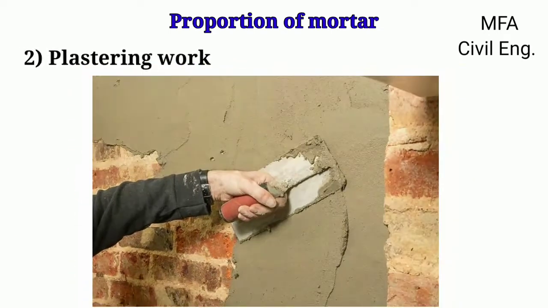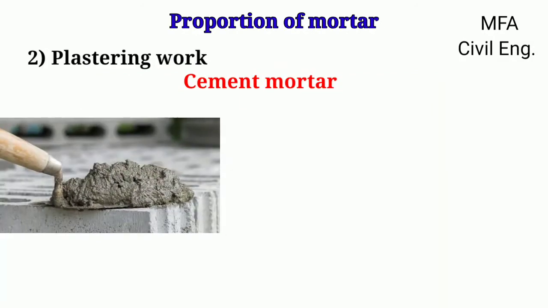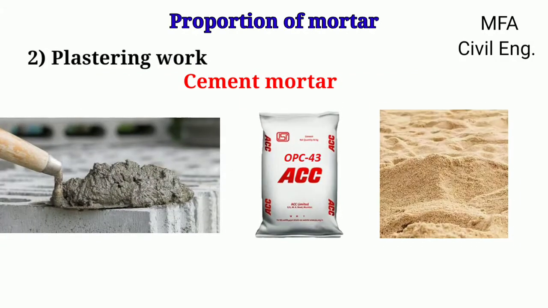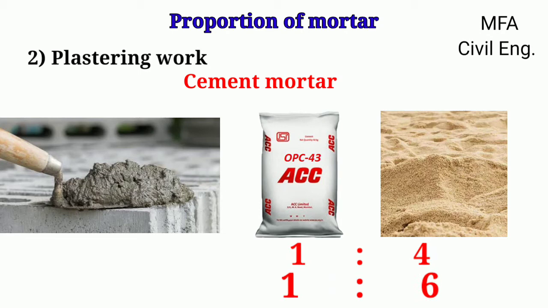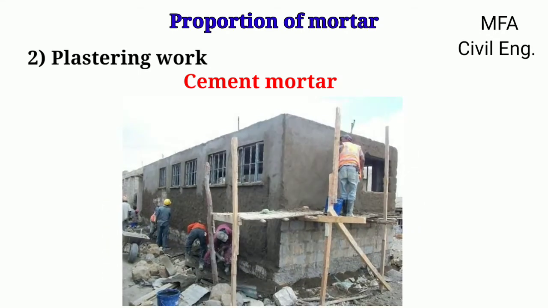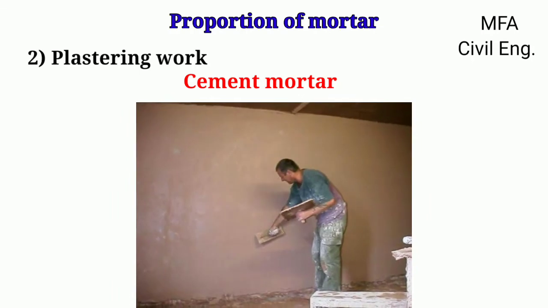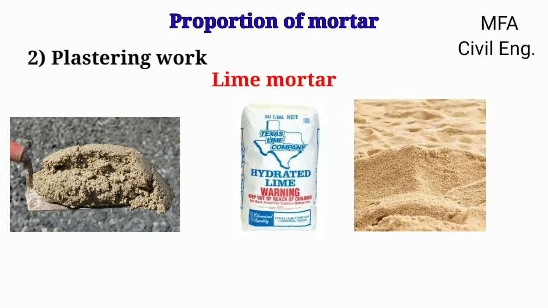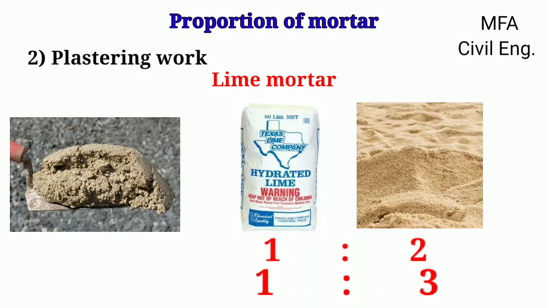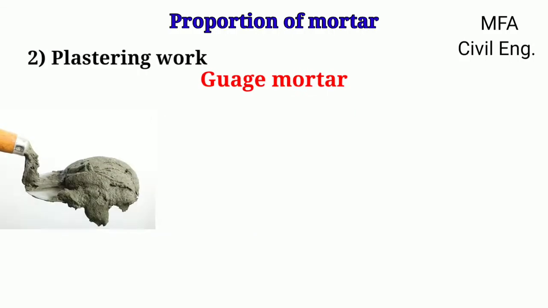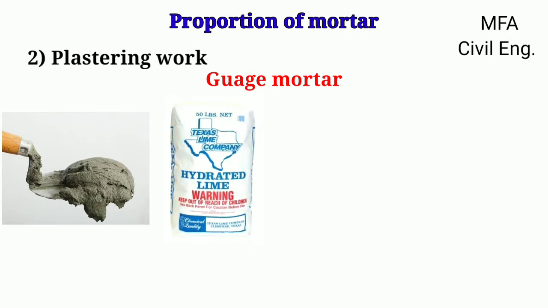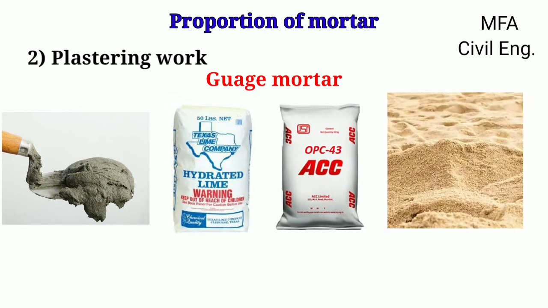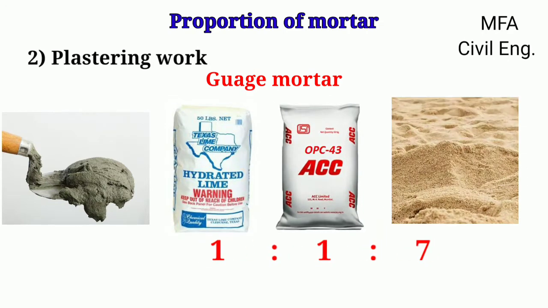In case of plastering work, for the cement mortar, the proportion of cement and sand varies from 1:4 to 1:6, depending on the type of plaster, that is the external plastering work or the internal plastering work. For the lime mortar, the proportion of lime and sand varies from 1:2 to 1:3. And for the gauge mortar, the proportion of lime, cement and sand varies from 1:1:7 to 1:2:9.